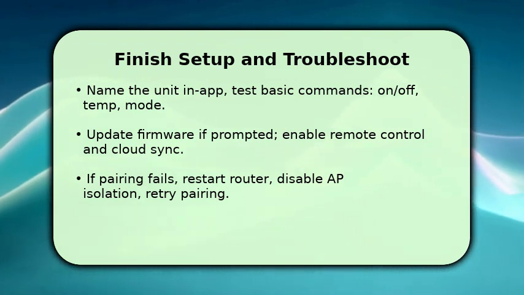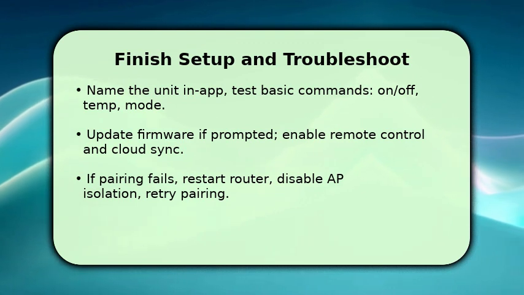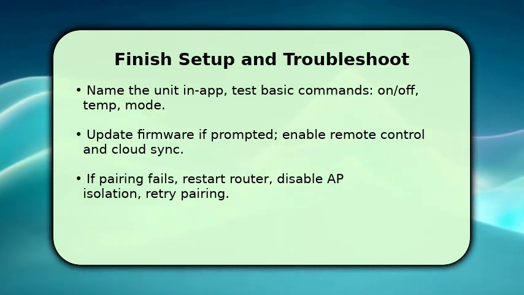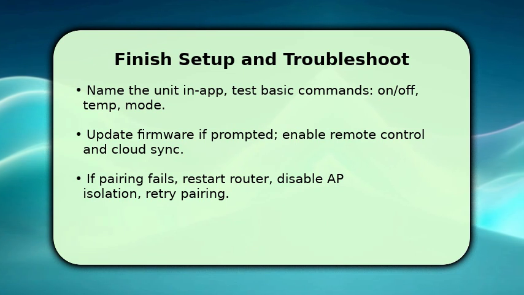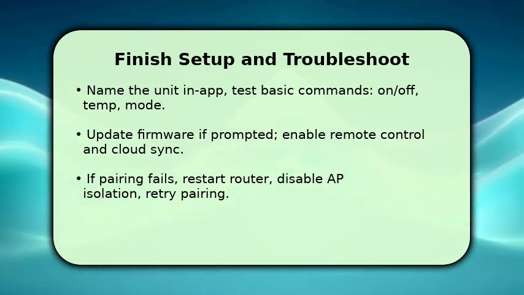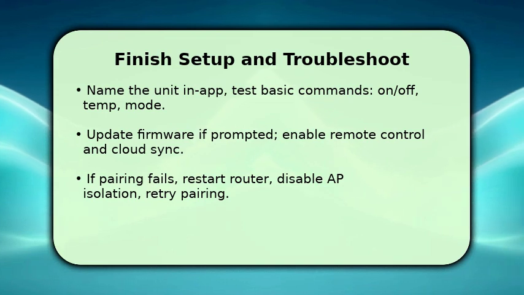If something goes wrong, one key troubleshooting step is to reboot the router and remote. Ensure you're on 2.4 GHz and that AP isolation is disabled. Then repeat pairing, which resolves most connection issues.